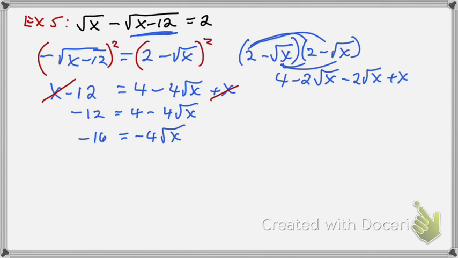Because 4 will go into 16, could I divide both sides by negative 4? Sure. So over here I get 4 positive, and over here I get square root of x. Now that works when that number in front of the radical will divide into the other side. It doesn't always, then we'll do something else. So now what? Square both sides.